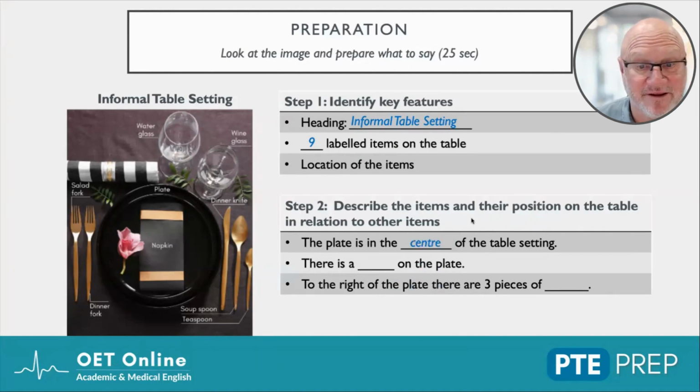So the plate is in the center of the table setting. There is something on the plate. So we've got a napkin. To the right of the plate, there are 3 pieces of, do you know the word? There are 3 pieces of, not crockery, cutlery.